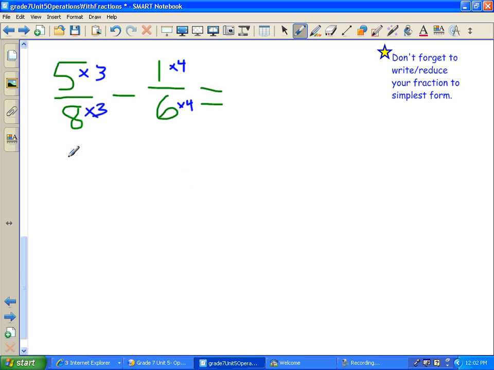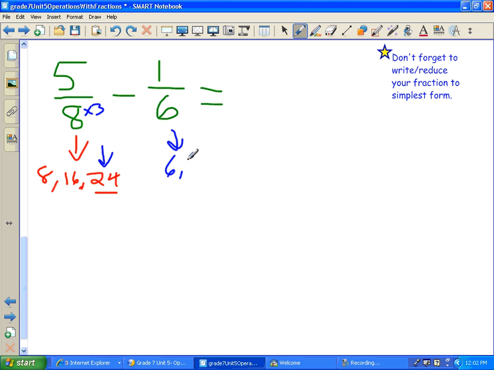If you weren't sure what to multiply by, or how many times you had to multiply it, when you wrote out your denominators, your lowest common multiples, you could have just done this. 8, 16, 24. So how many times did I have to do it? 1, 2, 3 times. So you could have went times 3. For this one, it said 6, 12, 18, 24. How many times? 1, 2, 3, 4 times. So I multiply that by 4.